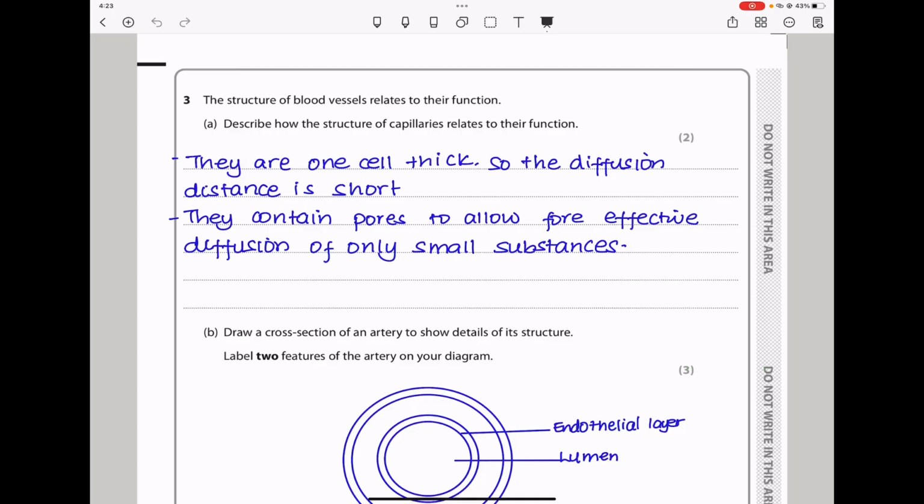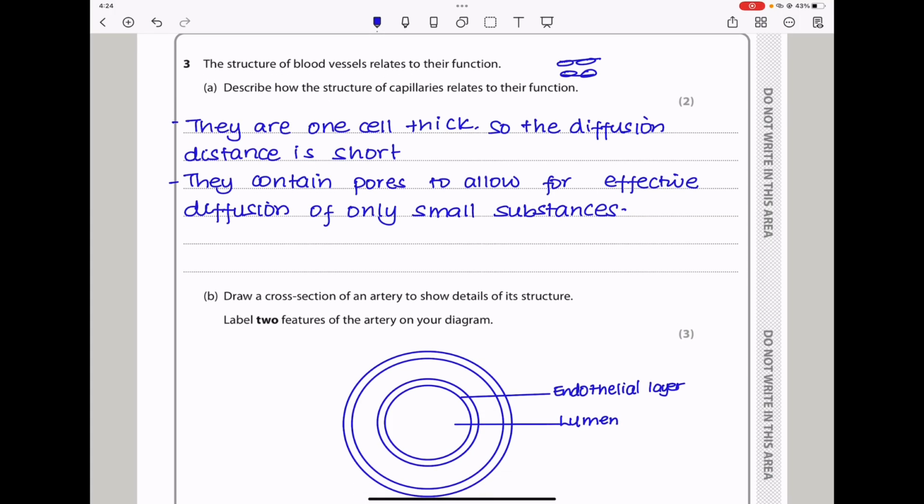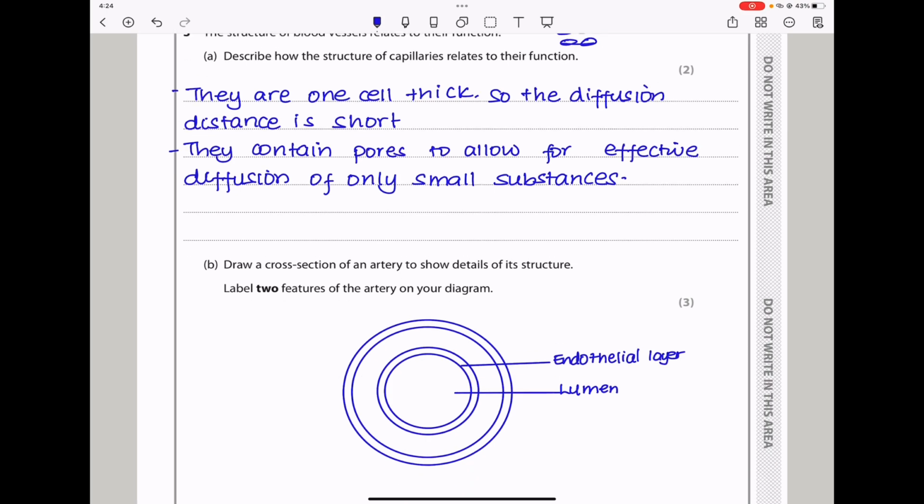Question 3. The structure of blood vessels relates to their function. Describe how the structure of capillaries relates to their function. Capillaries are 1 cell thick on the side. It's like 1 cell, and then this side is 1 cell. So the diffusion distance is going to be shorter. Also, they contain pores that will allow for effective diffusion of only small substances, meaning the bigger molecules cannot cross from the capillaries into the tissues surrounding the blood vessels.